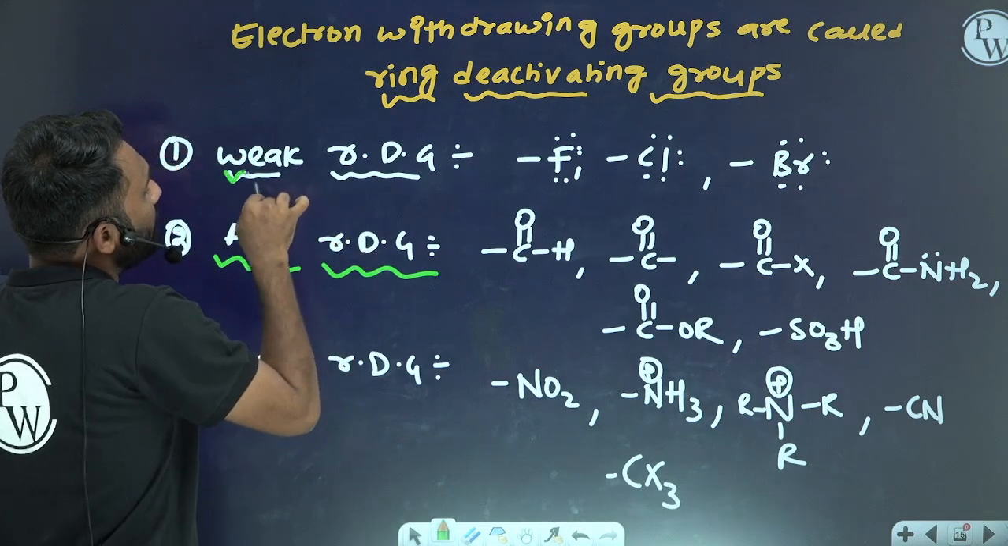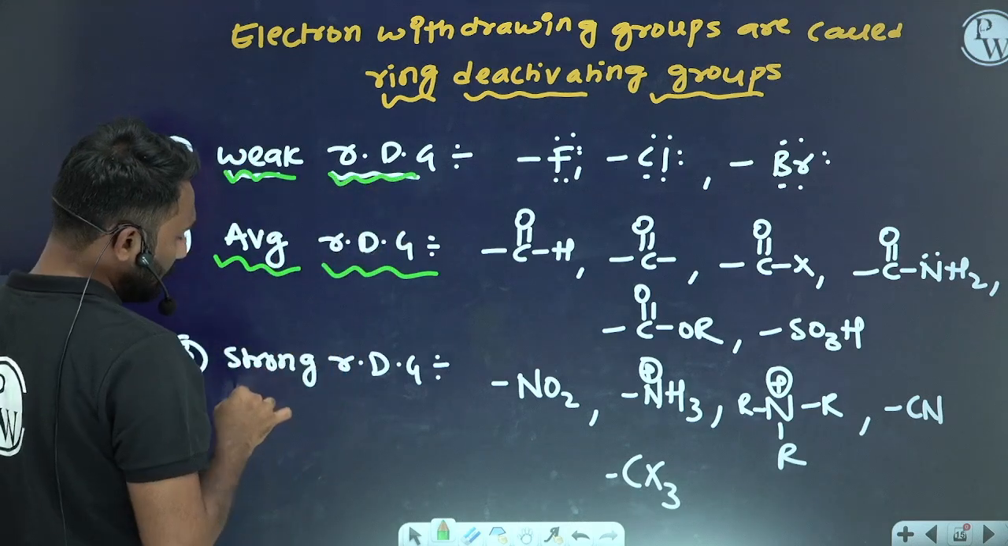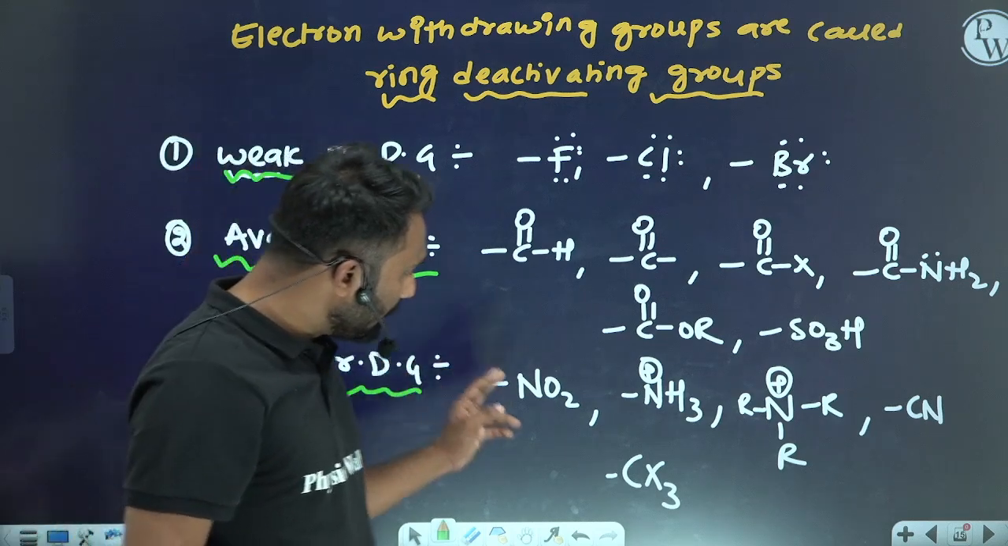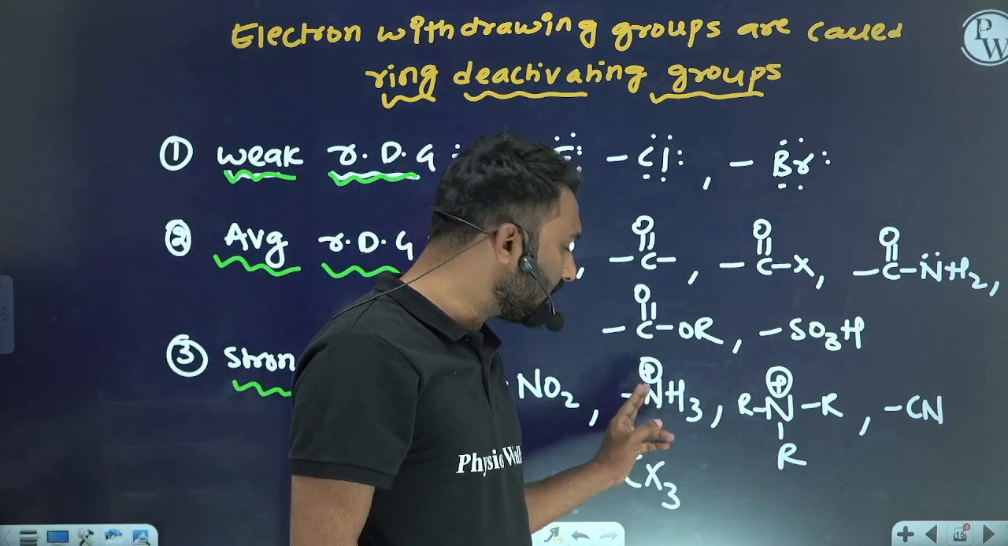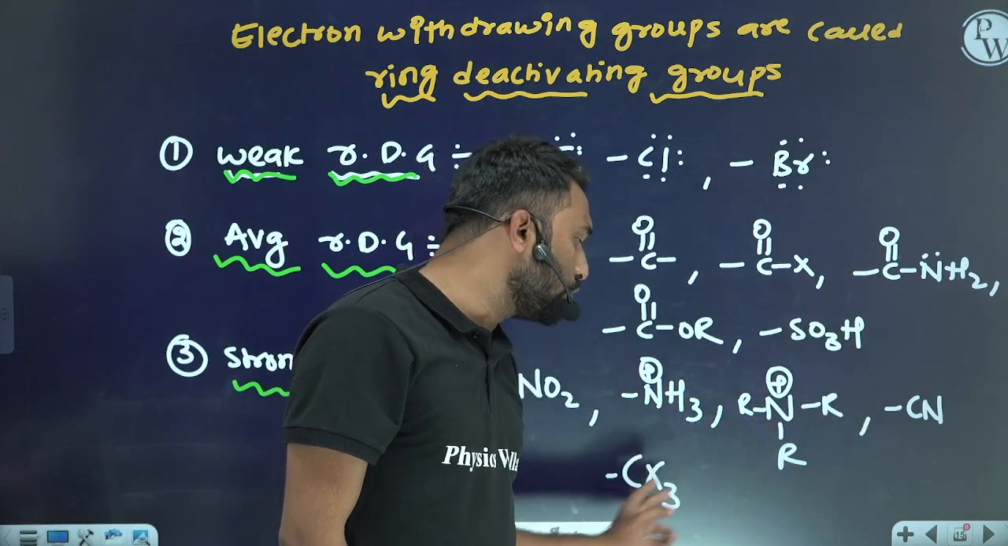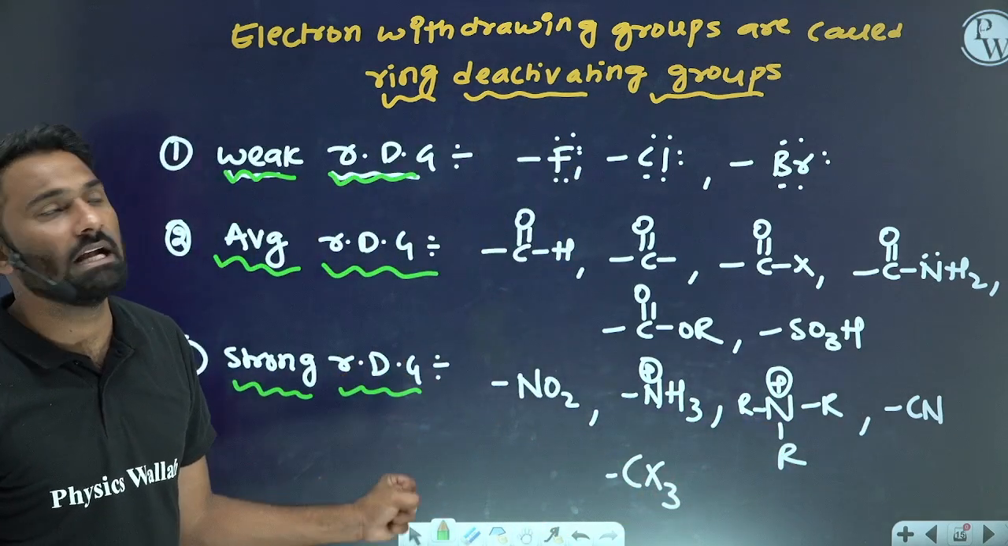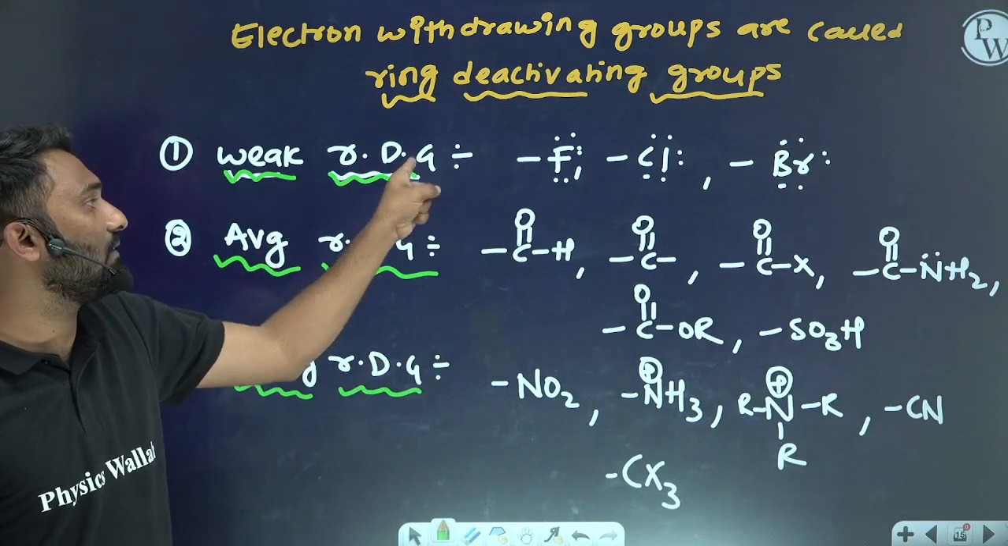Now which groups will deactivate the ring? On the benzene, groups like nitro group and NH3 ammonium ion will strongly deactivate the ring. Clear? Now this is the weak ring deactivating group.